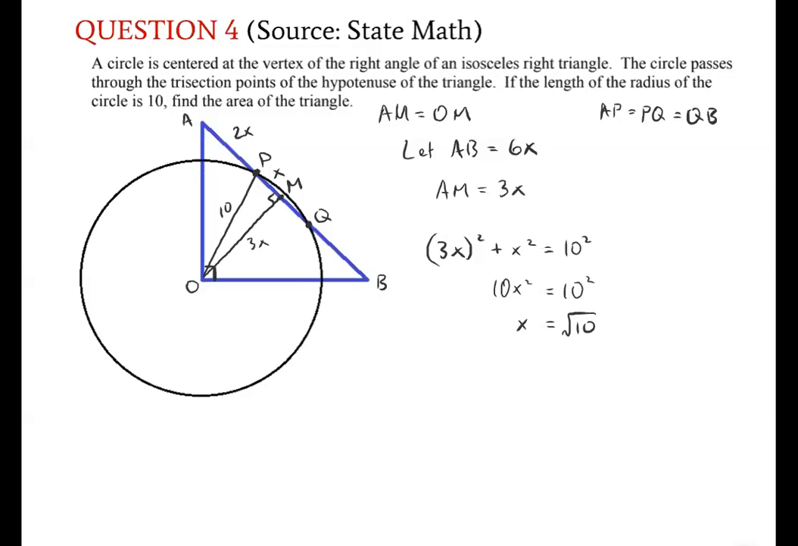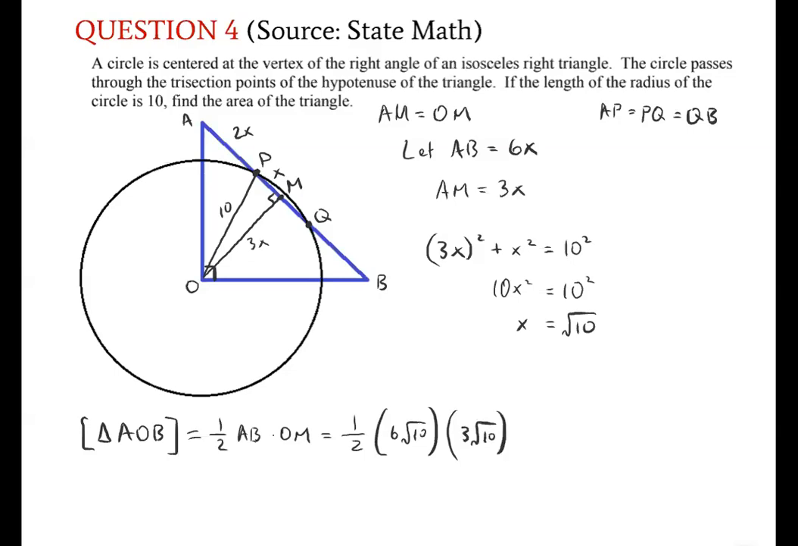Okay, now we just have to find the area of the triangle. The area of triangle AOB. So that's just equal to half times the base, AB, times the height, OM. Okay, so we know that AB is 6x. So we do 6 times root 10. And we know that OM is equal to 3x. So 3 times root 10. And this is just equal to half times 180, or 90.